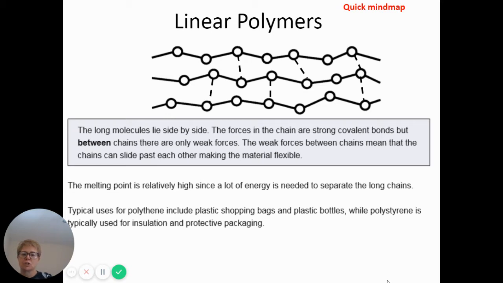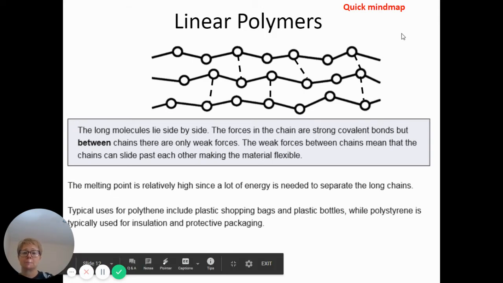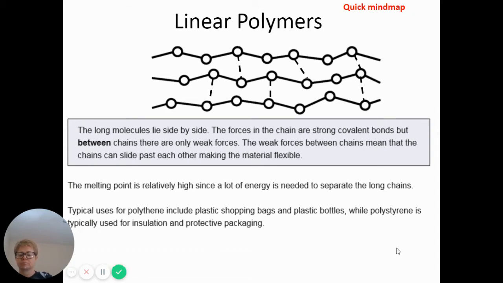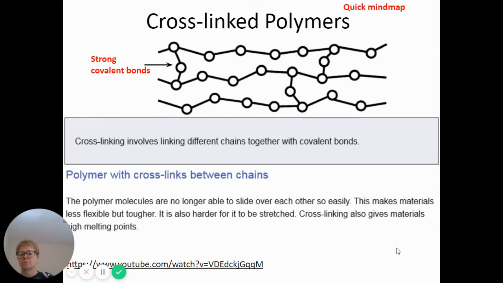So here's a diagram just showing you that. If you'd like to pause the video here, you could just make some notes from that slide. You could do a quick mind map of the main points around linear polymers. I'm going to move us on now to a similar slide on cross-linked. Again, you could pause that, make some notes on it, and then we're going to watch a video about different types of polymers.